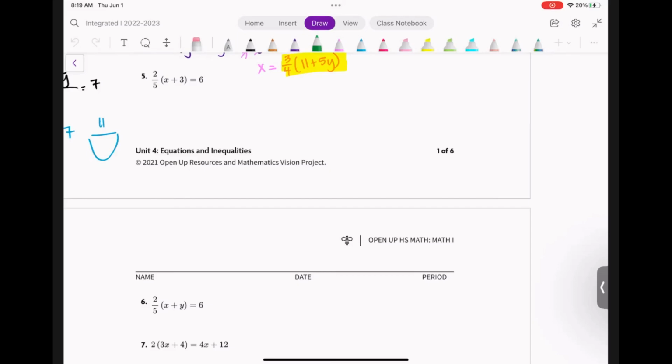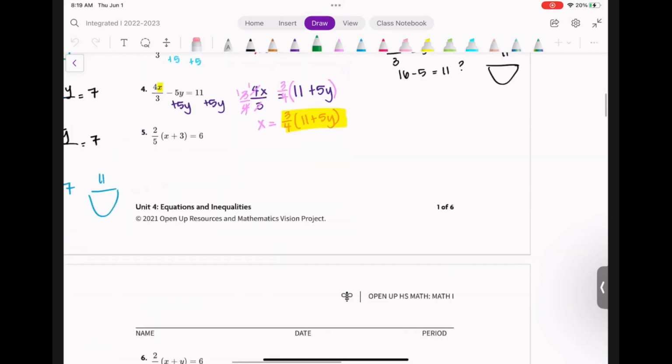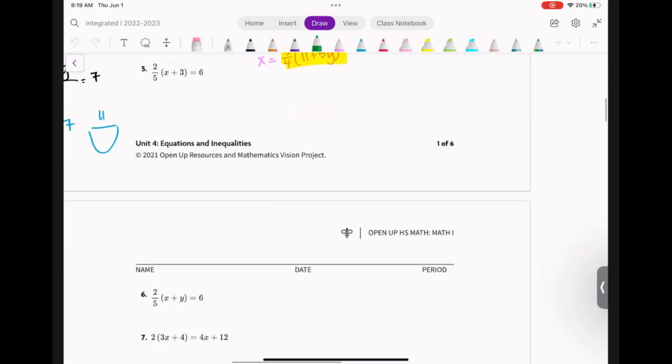Okay, so we are in 4.3, Ready, Set, Go, number 5. Not Ready, Set, Go, sorry, in Jumpstart. What this is asking us to do is to solve the equation for x. The way that makes the most sense to me to do this is if I was to SADMAP this.